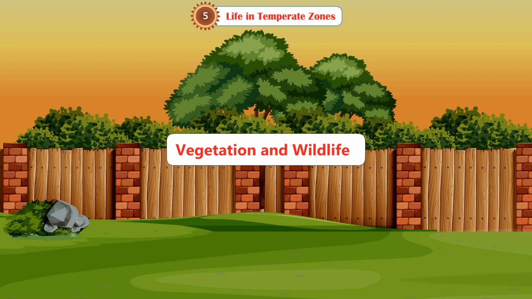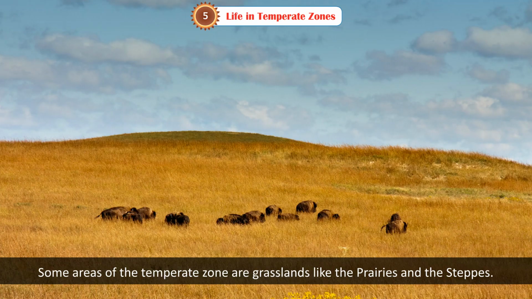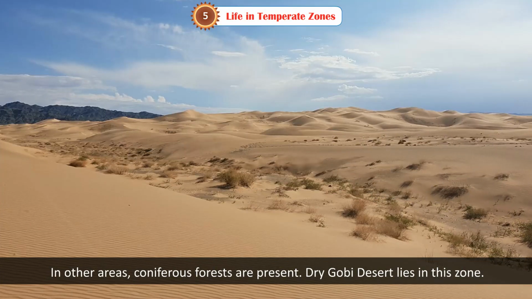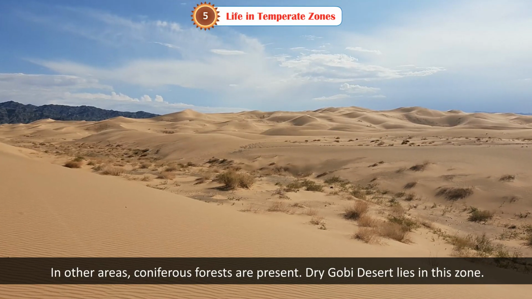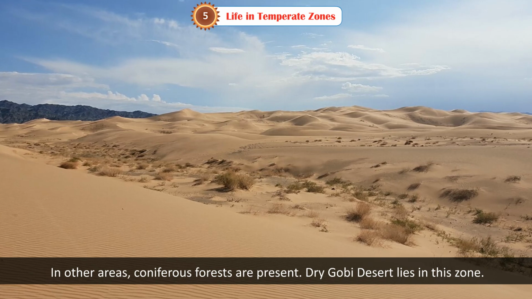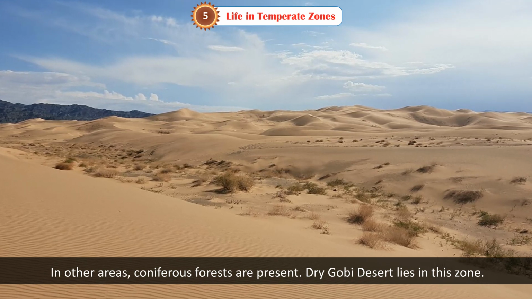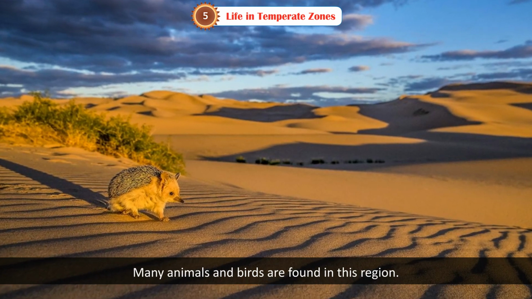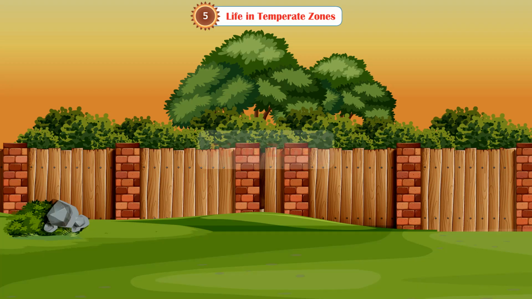Vegetation and wildlife. Some areas of the temperate zone are grasslands like the prairies and the steppes. In other areas, coniferous forests are present. The dry Gobi Desert lies in this zone. Many animals and birds are found in this region.